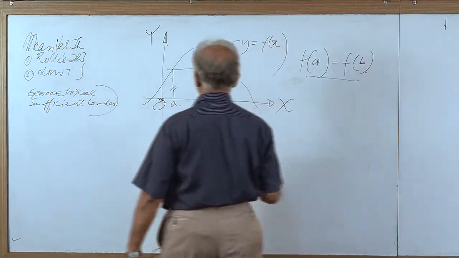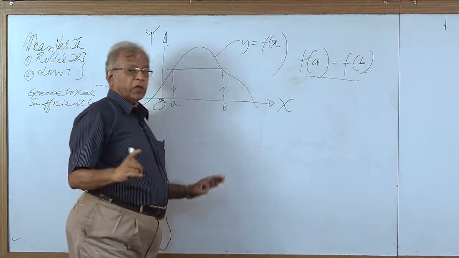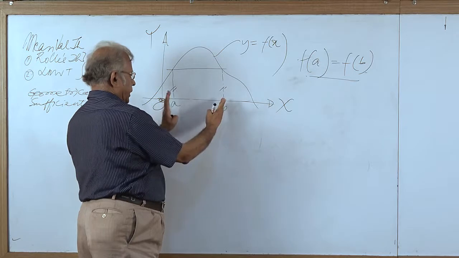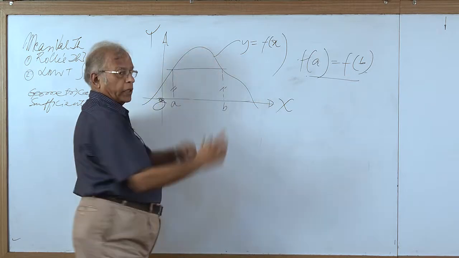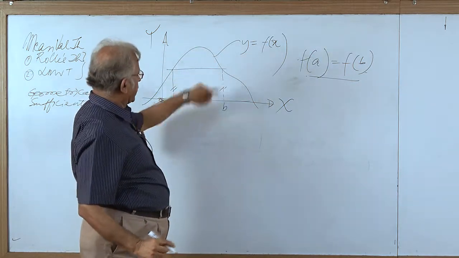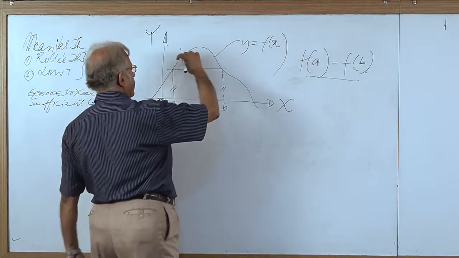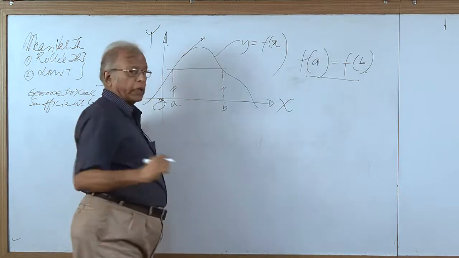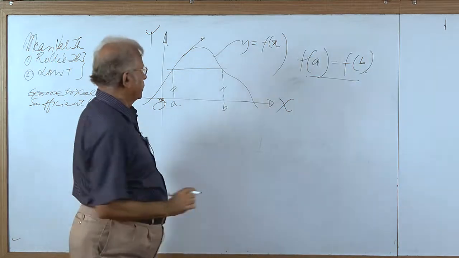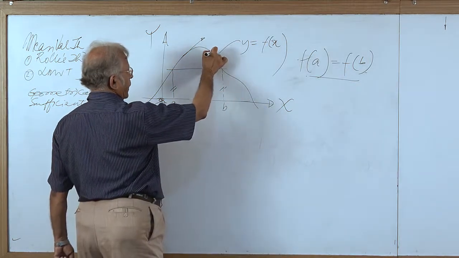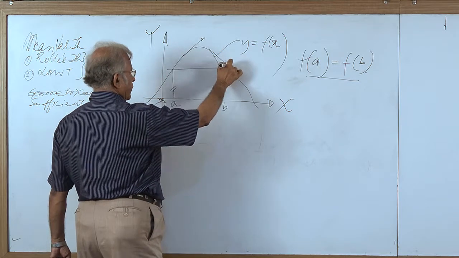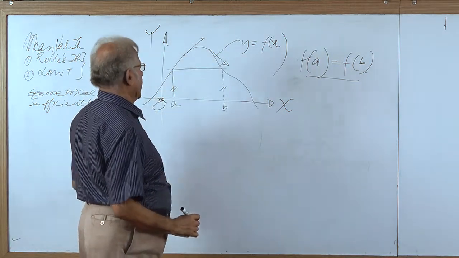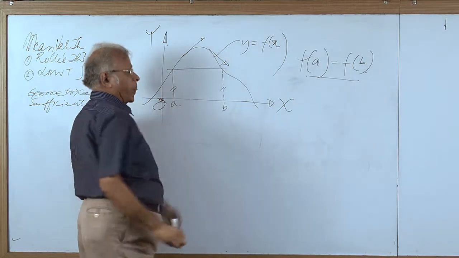Third condition is satisfied. Moreover, from the graph we can see that the function f(x) is continuous in the interval a to b. And if we look at the graph very carefully, everywhere we can draw a tangent. There are no kinks or sharp points. So we can draw a tangent everywhere. So the function is differentiable for all values of x between a and b.